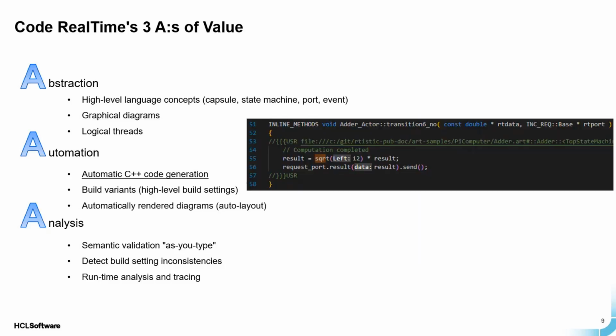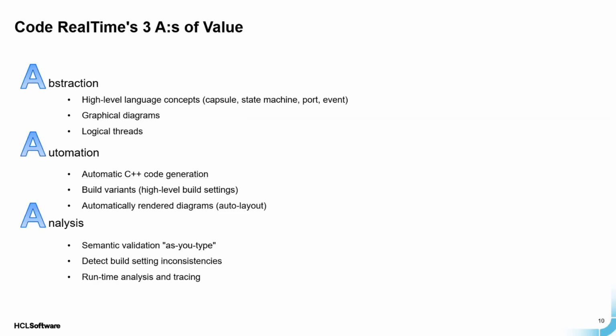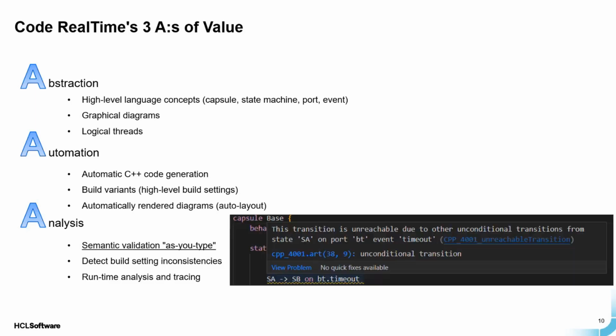For automation, we have the automatic code generation that runs always in the background, so there is no need to perform any step to get the code. It's always happening. And we support build variants in the same way as we do for Model RealTime, so that you can build multiple variants out of an application and define high-level build settings.